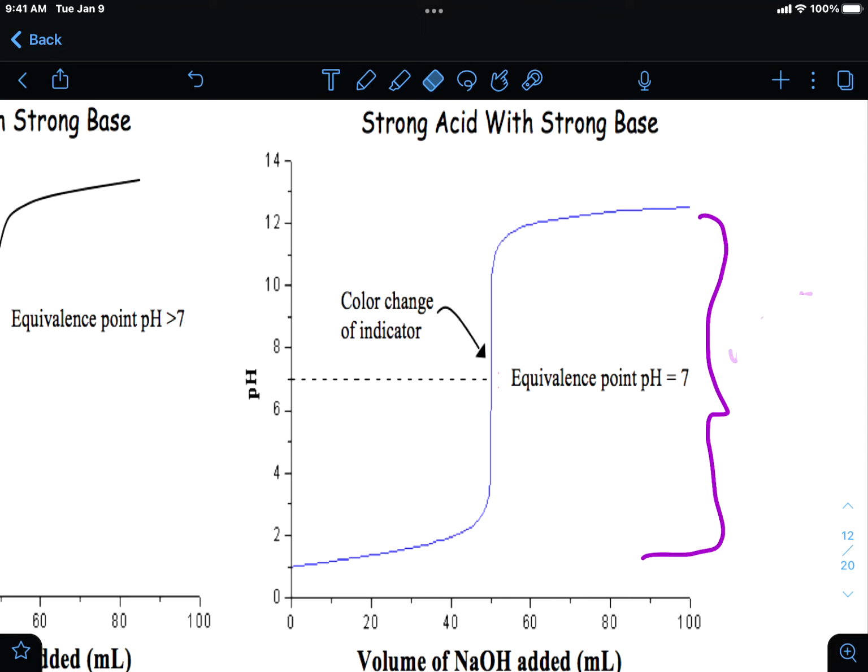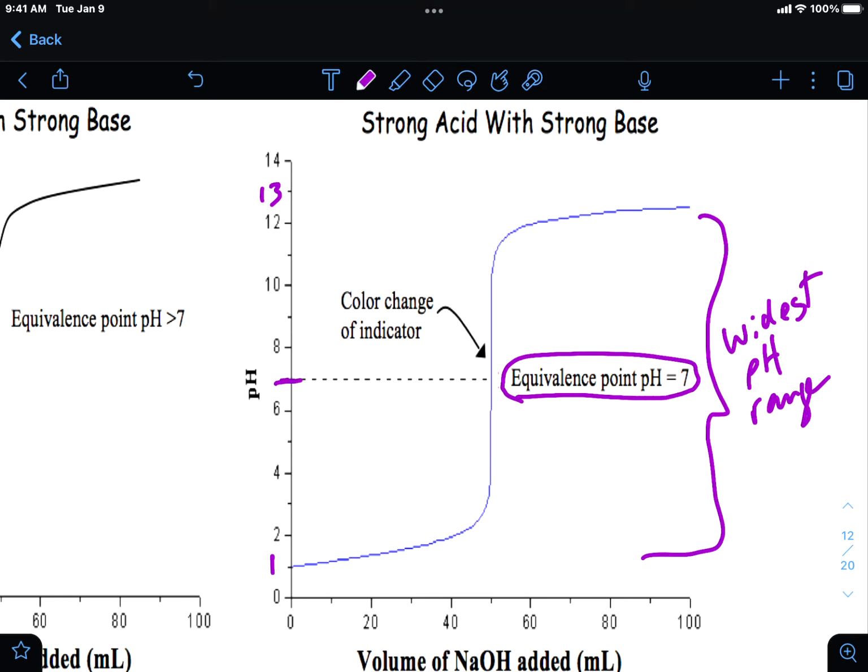Can you even read that? Sorry. Let me read that. Widest pH range. Because if you look at this, your range starts at about 1, and if you kept on going, it ends at about 13. Okay? That's a wide range. The second thing, and quite possibly the most important thing about a titration curve with strong acid, strong base, is that your equivalence point pH is at 7.